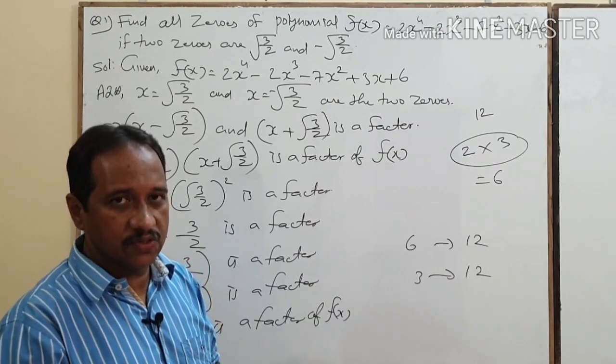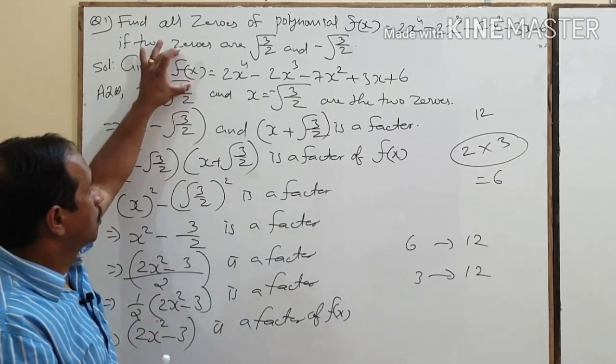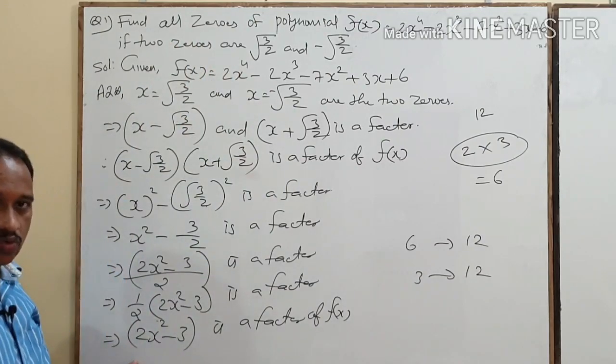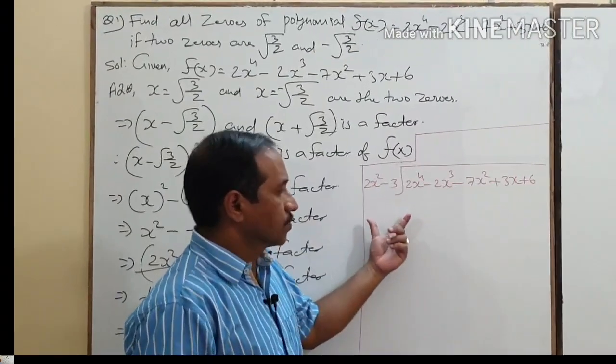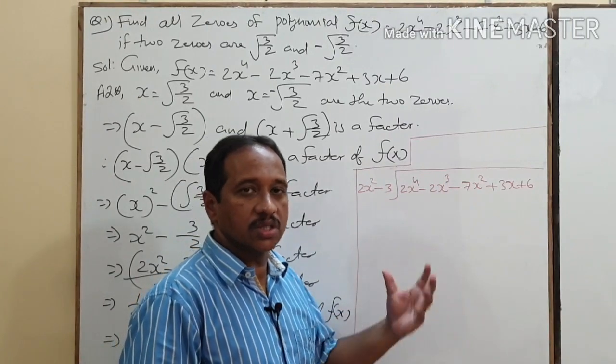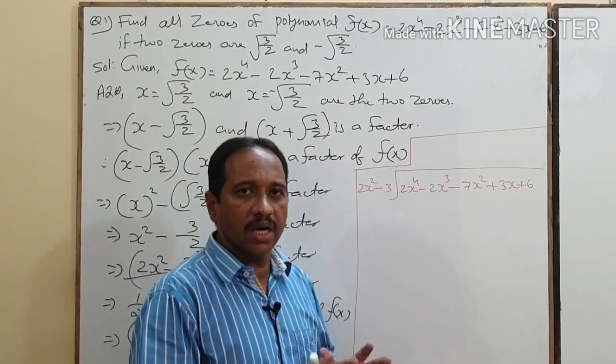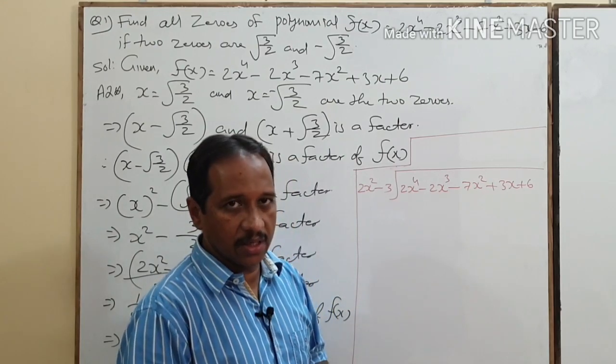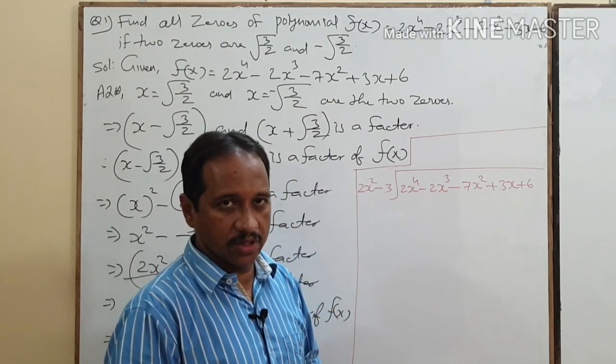The next step is to divide the polynomial f of x by 2x square minus 3. Here, I am going to show the division procedure. Already I have explained how to divide a given polynomial by another polynomial while explaining the division algorithm.